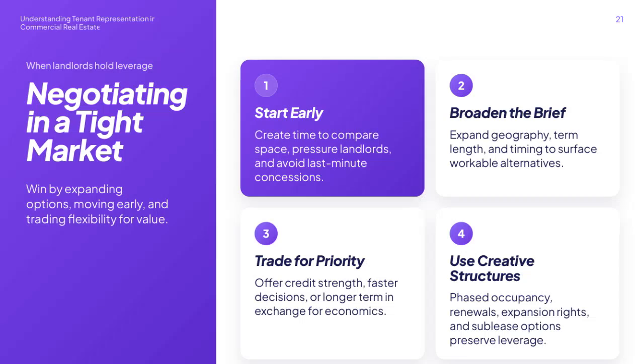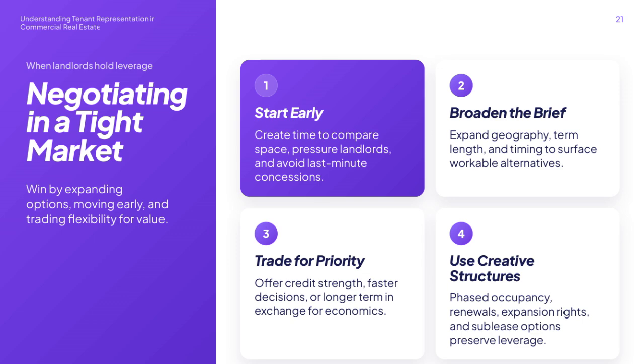When landlords hold leverage in a tight market, negotiating can be challenging, but there are strategies to turn the situation to your advantage. First, start early. Giving yourself more time allows you to compare different spaces, apply pressure on landlords, and avoid making rushed, last-minute compromises. Next, broaden the brief. By expanding factors like geography, lease term length, and timing, you open up more viable options that might not have been initially obvious.